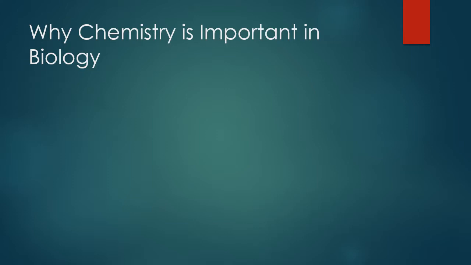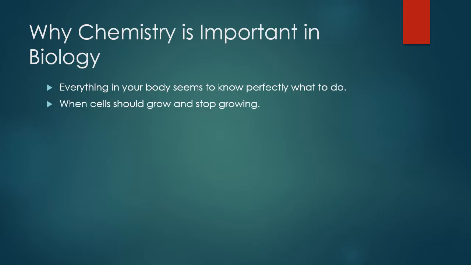Next, let's look at why chemistry is important in biology. Everything in your body seems to know perfectly what to do. You might have the thought that you want to move or run or eat, and when you do any of those actions, your brain is able to tell your body exactly what to do. And there are a lot of processes in your body that you aren't controlling, like your heart beating, your breathing, and your blood flowing through your body. All these things seem to work perfectly without you having to do anything at all. And your body knows when cells should grow and should stop growing.